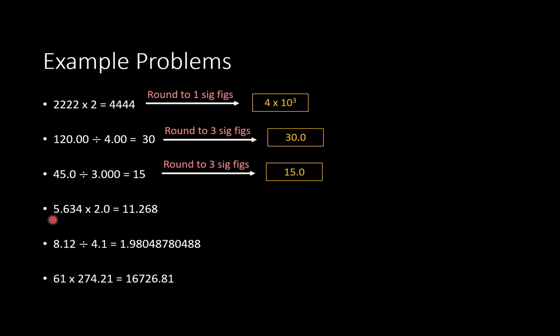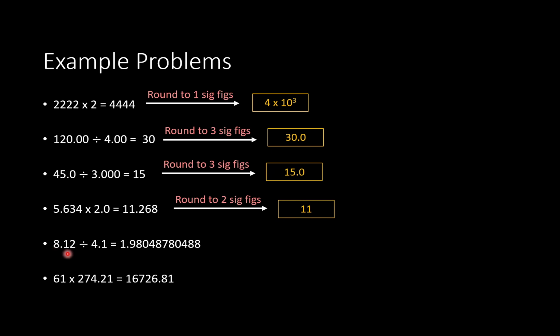For the next problem, we have 5.634 times 2.0. This will give us 11.268. Since 2.0 is a number with the fewest significant figures, having 2, we have to round our answer to 2 significant figures, giving us 11.